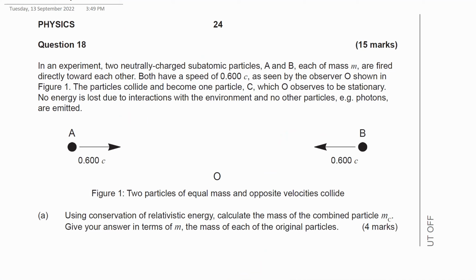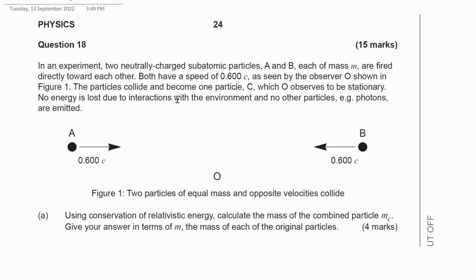In an experiment, two neutrally charged subatomic particles A and B, each of mass m, are fired directly towards each other. Both have a speed of 0.6 c as seen by the observer O shown in figure 1. The particles collide and become one particle, which O observes to be stationary. No energy is lost due to interactions with the environment and no other particles, e.g. photons, are emitted. You can see the diagram that's there. The fact that no energy is lost due to interactions implies that it is an elastic collision.